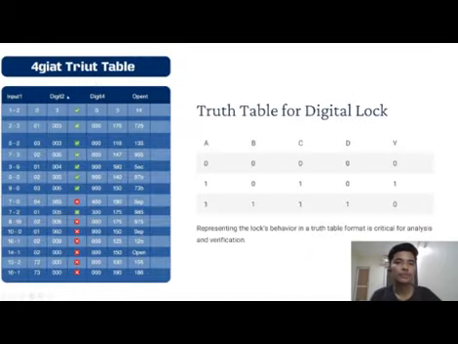So we have truth tables. The truth table of the digital lock has inputs A, B, C, D, and our preset code is 1010. So if our 4 inputs are 1010, then our lock is unlocked, while for other inputs like 1111 or 0001, etc., our lock is not unlocked. Representing the lock's behavior in a truth table is critical for analysis and logic.